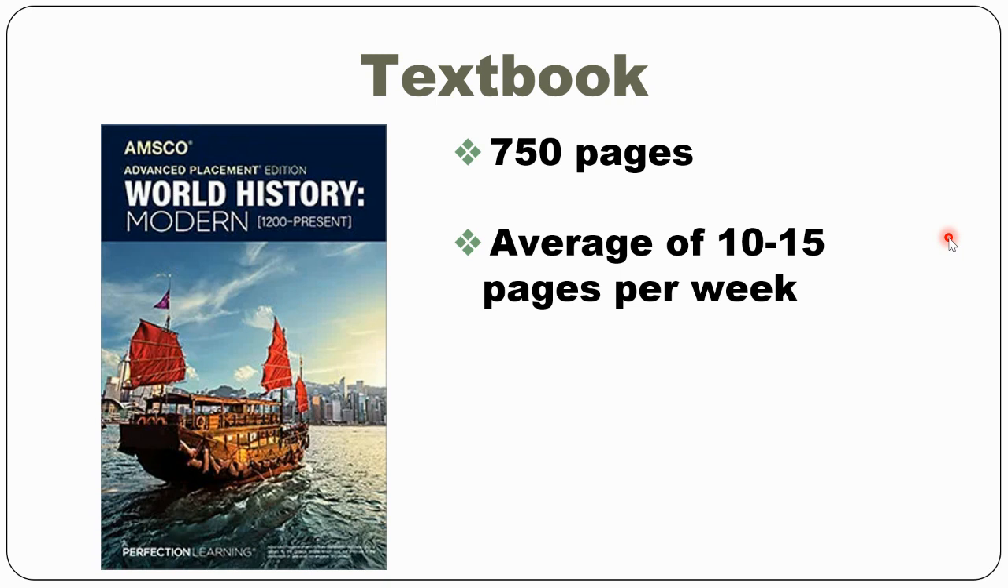This is the textbook that you use. For this textbook, it's technically a review guide. It is 750 pages. A regular textbook is probably about 1,300. It's 10 to 15 pages per week, which if you're using the textbook, it's probably about 30.